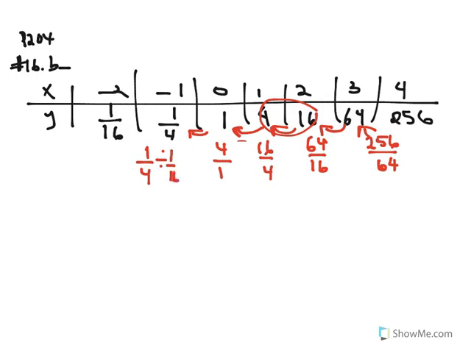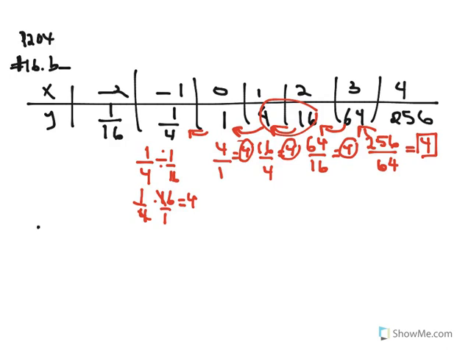Okay, well, if we divide 256 by 64, we know that we get 4, right? The answer here is 4. Here the answer is 4. Here the answer is 4. And here if I have to divide, I have to flip, and then I cancel. The answer is 4.